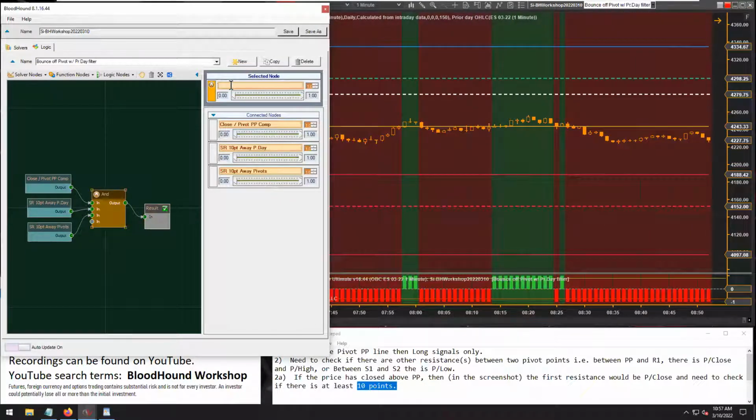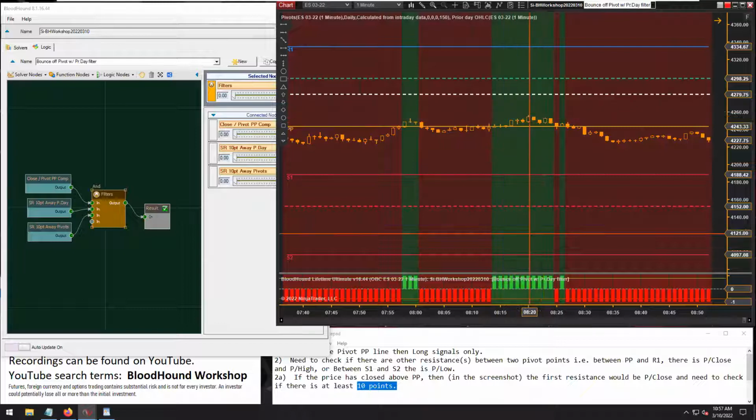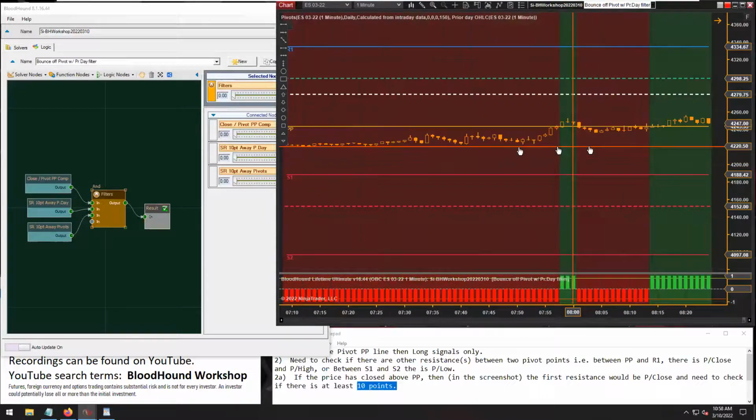So we can basically call this our filters. As we can see here, when the closing price is above the pivot line, then we have to trade long. No shorts are allowed if the close is above the pivot line, and vice versa. If the close is below, then only short signals are allowed. No long signals are allowed.